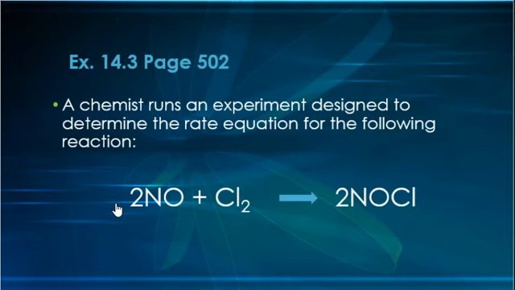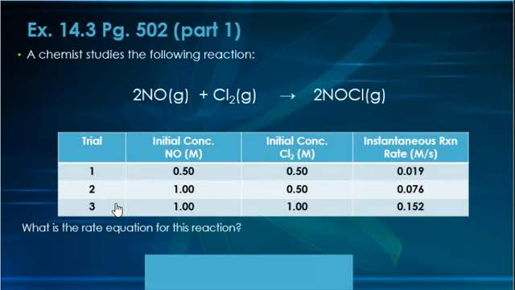A chemist runs an experiment designed to determine the rate equation for the following reaction: 2NO plus Cl2 gives me 2NOCl. Looks balanced right here. It's going to run this reaction. There it is. And here we have our trials. Okay, so for instance, NO is 0.50, and then 1, then 1. Initial concentration of Cl2 is going to be 0.50, 0.50, and 1. And you can see our rates over here. So let's look at our first one here. When they're both the same, 0.50 molar NO and 0.50 initial chlorine, we're going to end up with an instantaneous rate of 0.019.